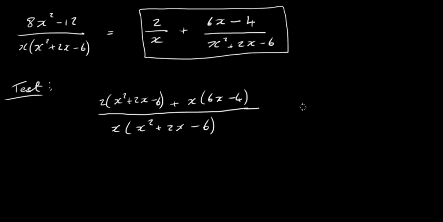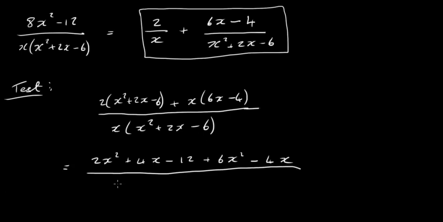Okay, so next line then, let's just multiply this out. I get 2x squared plus 4x minus 12 plus 6x squared, here this is 6x squared, plus, no sorry, plus times minus is minus, so that's minus 4x. On the bottom here I end up with the x times x squared plus 2x minus 6.